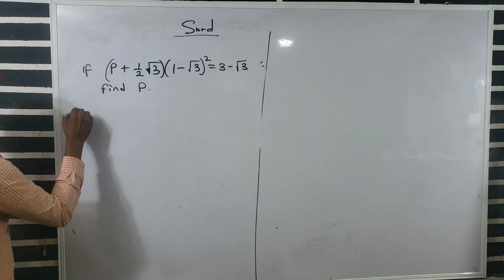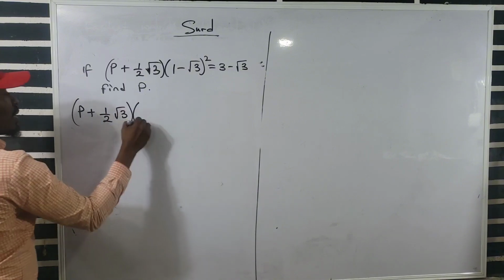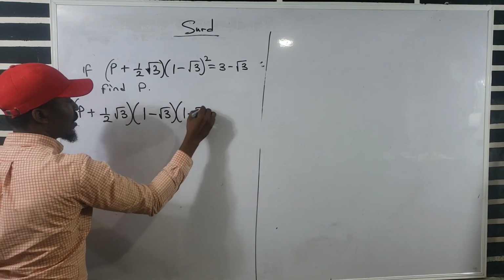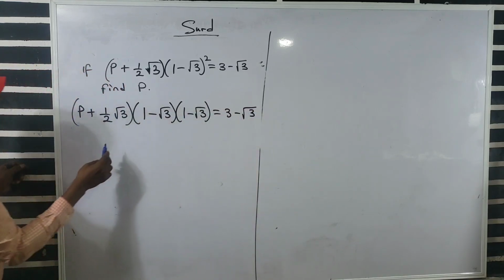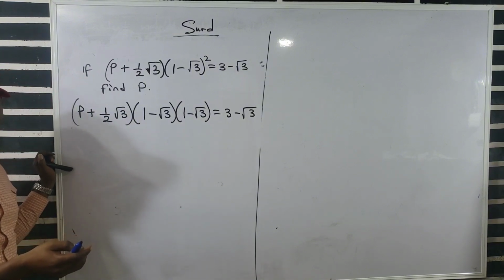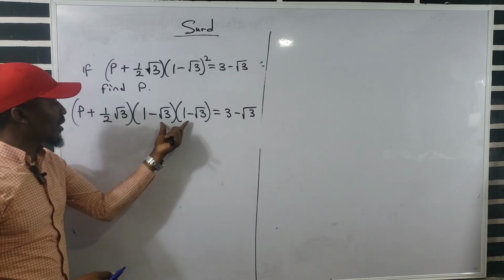That will give us p plus 1 over 2 root 3 into 1 minus root 3 into 1 minus root 3 equals 3 minus root 3. So we have three brackets now, and you cannot open the three at the same time. You need to open two before including the third one. So let's open this one first.